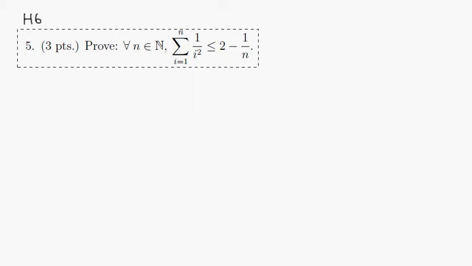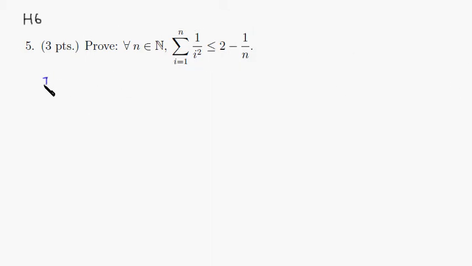Okay, let's look at homework 6, number 5. I just wanted to give you a little bit of a hint on this problem. So we have the induction hypothesis, which is when n equals k. We make this assumption, so we basically just assume that when n equals k, this inequality is true.